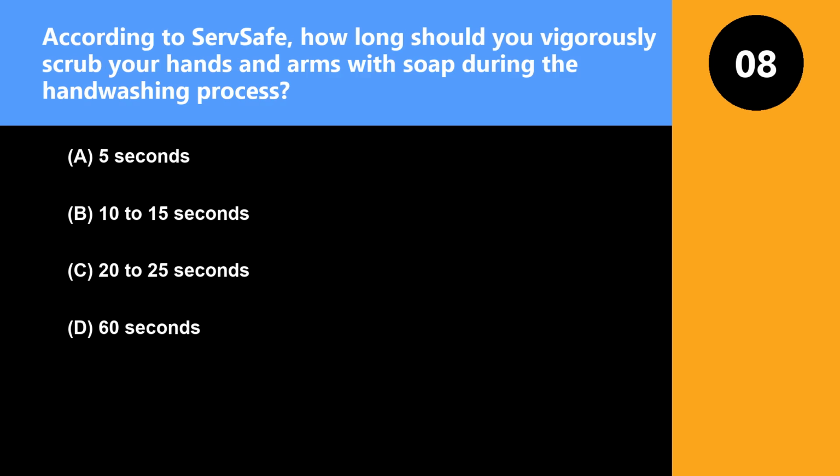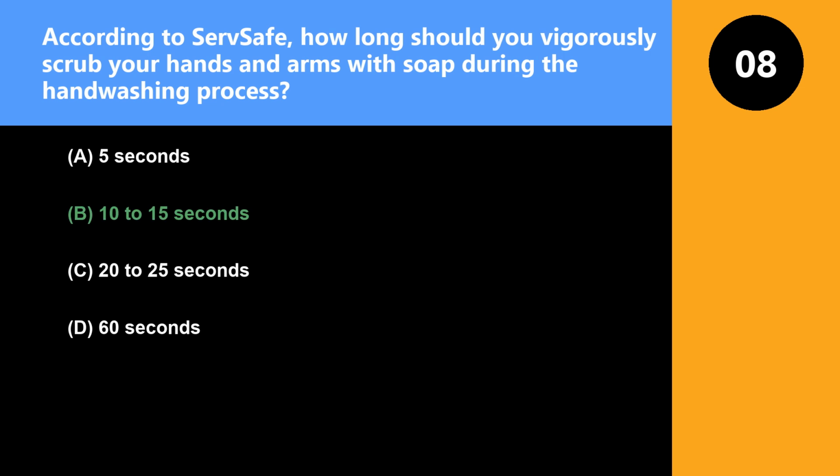Question 8. According to ServSafe, how long should you vigorously scrub your hands and arms with soap during the hand-washing process? Option A. 5 seconds. Option B. 10 to 15 seconds. Option C. 20 to 25 seconds. Option D. 60 seconds. The correct answer is option B.